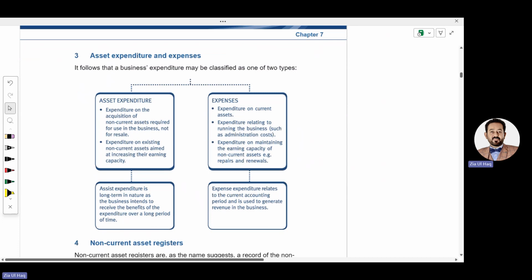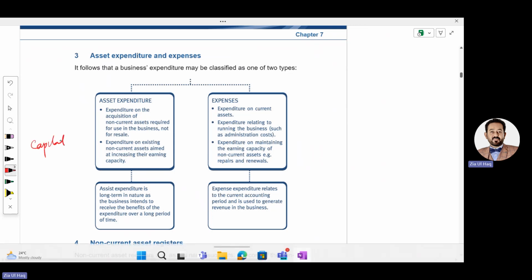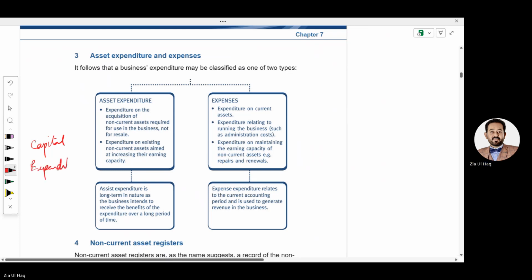And there are different expenditures. Asset expenditure means what expenditure should be capitalized, meaning what are the examples of capital expenditure that should be part of asset cost. So we are discussing capital expenditure. Expenditure on the acquisition of non-current assets, meaning its purchase cost, not for resale.